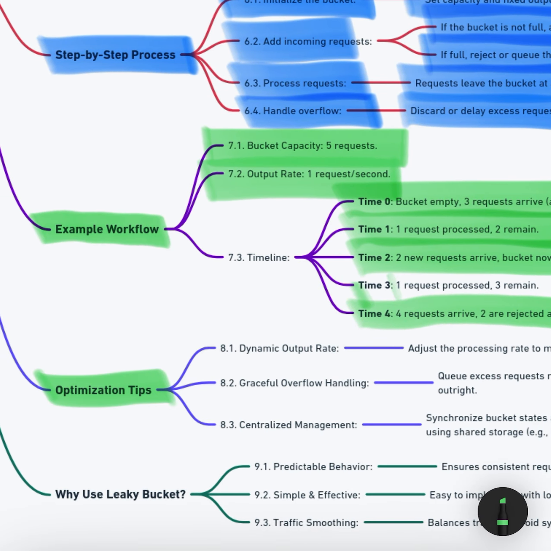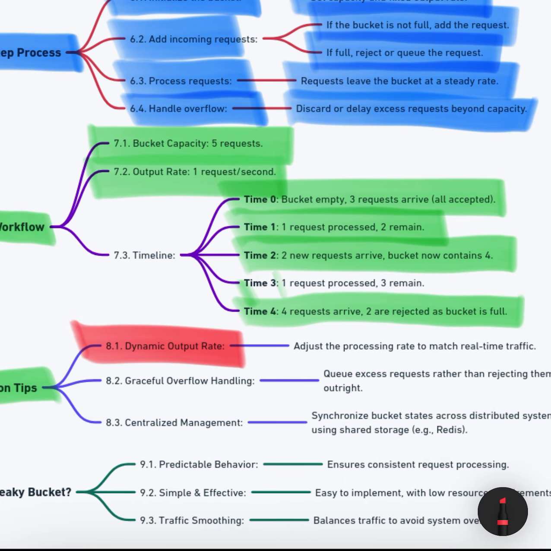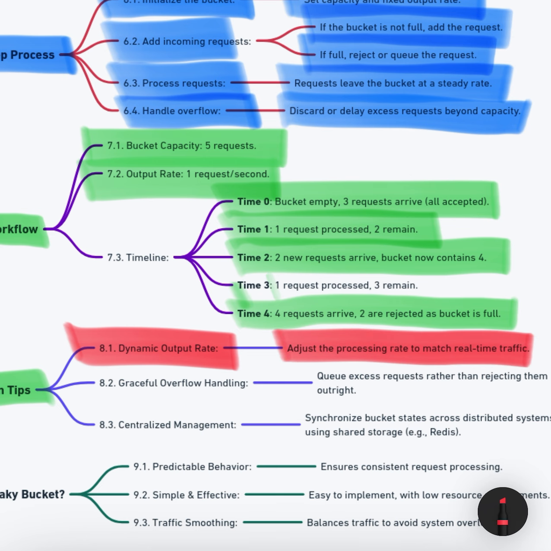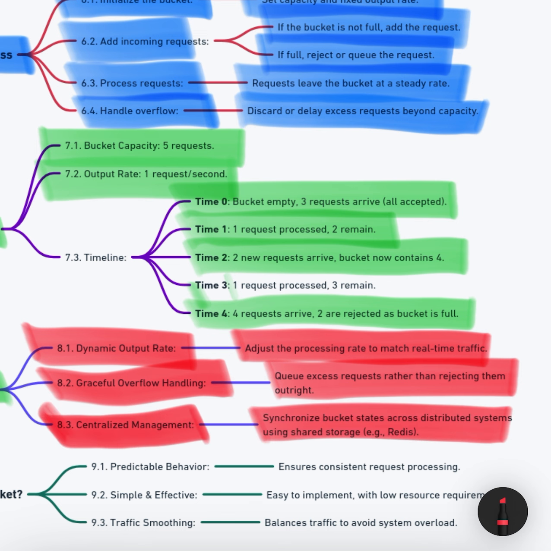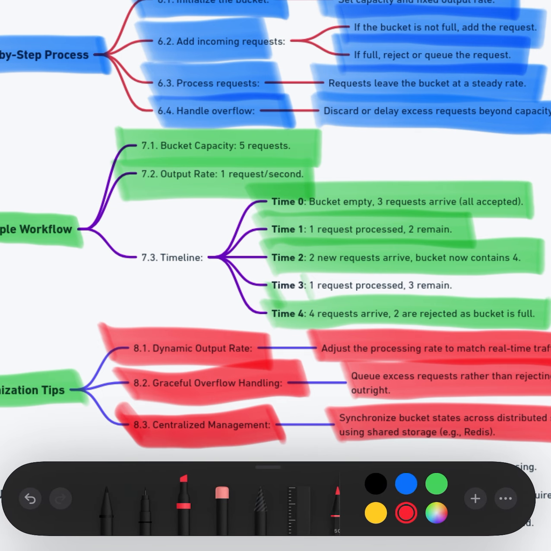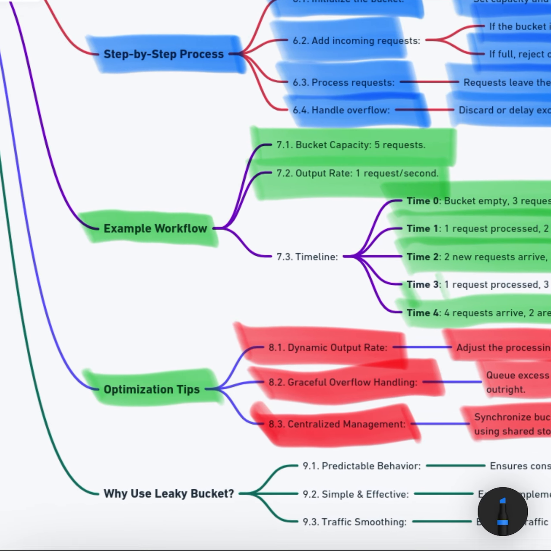8. Optimization tips. 1. Dynamic output rate. Adjust the processing rate based on traffic patterns to handle sudden bursts more effectively. 2. Graceful overflow handling. Instead of outright rejecting requests, consider queuing them temporarily for later processing. 3. Centralized management. Use shared storage like Redis to synchronize bucket states across distributed systems.